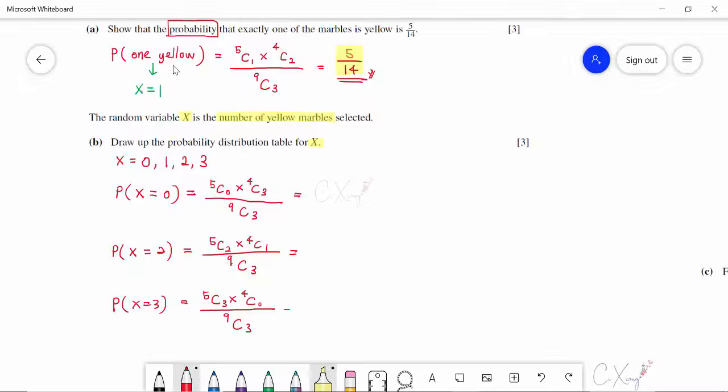For all the probabilities here, you can just press the calculator to get the answer. The first one, you will get 1 over 21. For x equals 2, you should get 10 over 21. And for x equals 3, you should get 5 over 42. After you complete the calculation, we can compile everything into a probability distribution table.